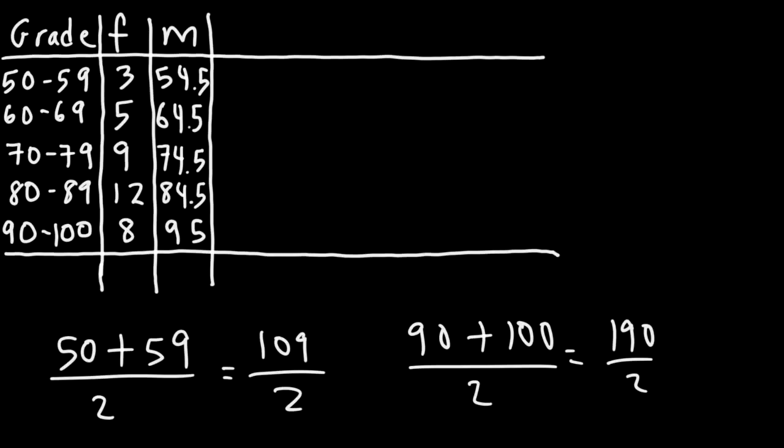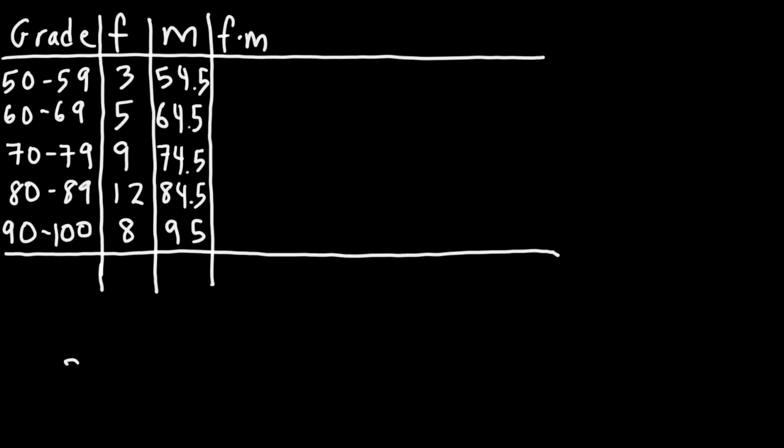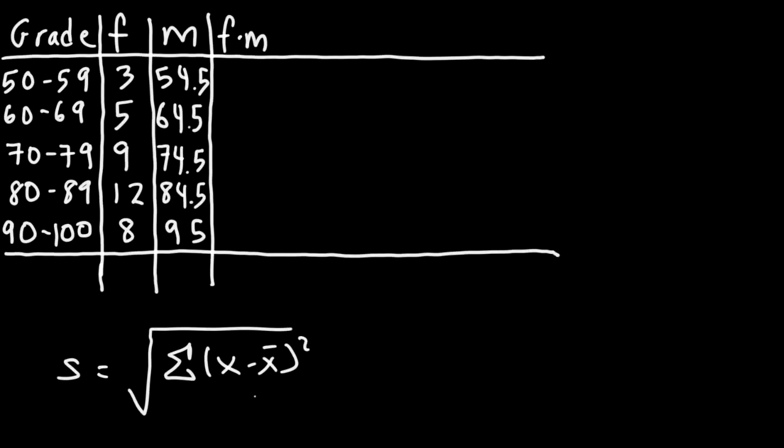Now the next thing we need to do is multiply the frequency column by the midpoint column. So this is going to be F times M. And let me give you the formula that we're going to use to calculate the standard deviation. The standard deviation is going to be the square root of the sum of the square of the deviations, being the data values minus the mean, divided by n minus 1, where n is the number of data values in a list.